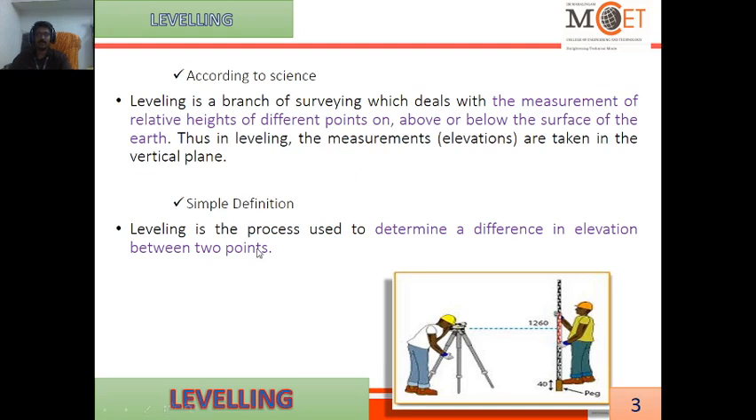So a simple definition of leveling is the process used to determine the difference in elevation between 2 points, right? What is the elevation difference between point A and point B? Whether A is higher or B is higher, that can be obtained, and various points' elevation values also we can obtain, right?